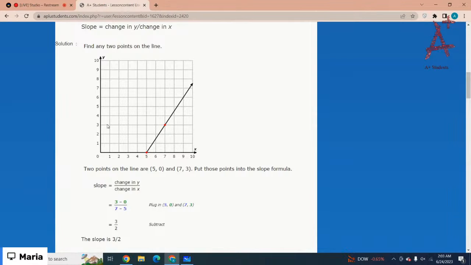You have to subtract the y coordinates divided by the subtracted x coordinates. For this one, the y coordinates are 3 and 0, so you do 3 take away 0. The x coordinates are 7 take away 5. So it would be 3 over 2. Basically, the slope, the rate of change, is 3 over 2 or 1.5. That means for every point, the rate of change is 3 over 2. Let's start with the practice questions.